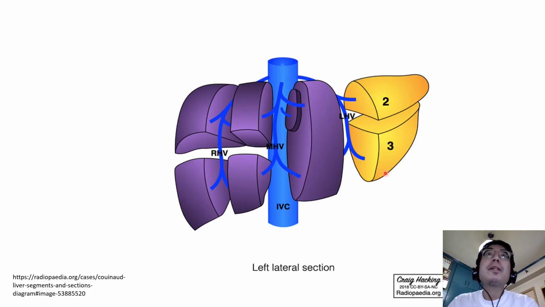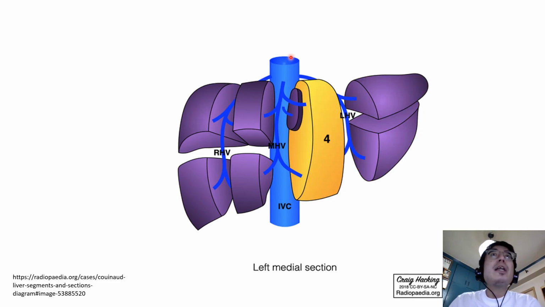For example, the left lateral section is comprised of segment 2, which is above, and segment 3 below the portal plane. The left medial section is comprised of segment 4. Segment 4 is actually further subdivided into a segment 4A above and a segment 4B below the portal plane.